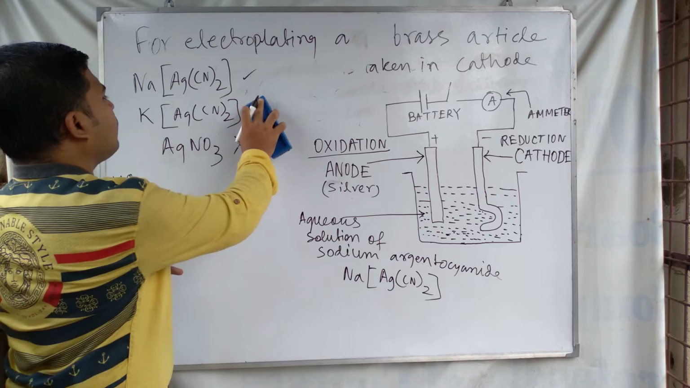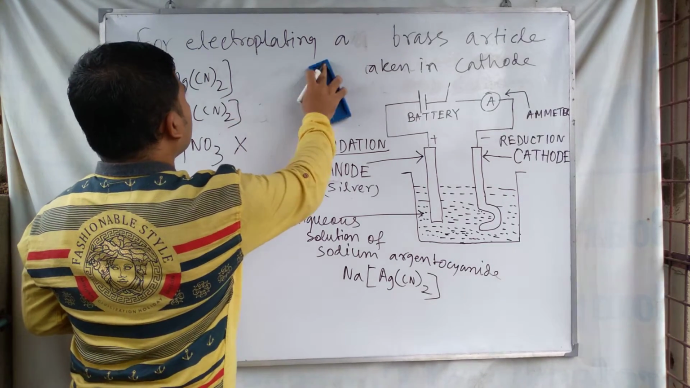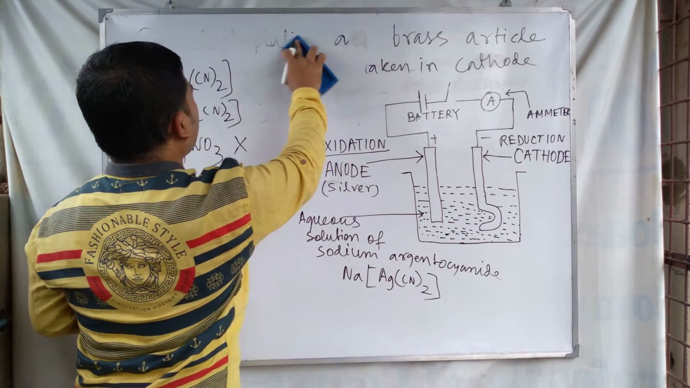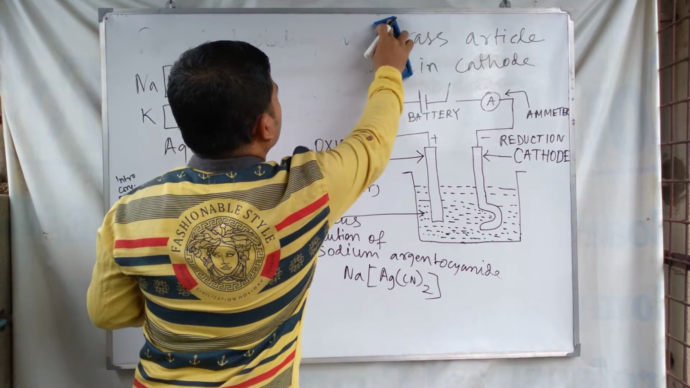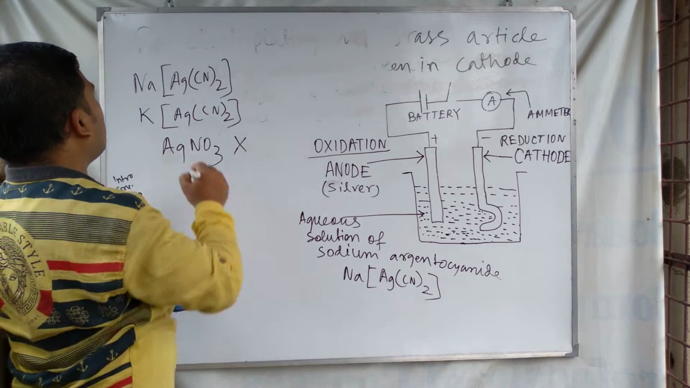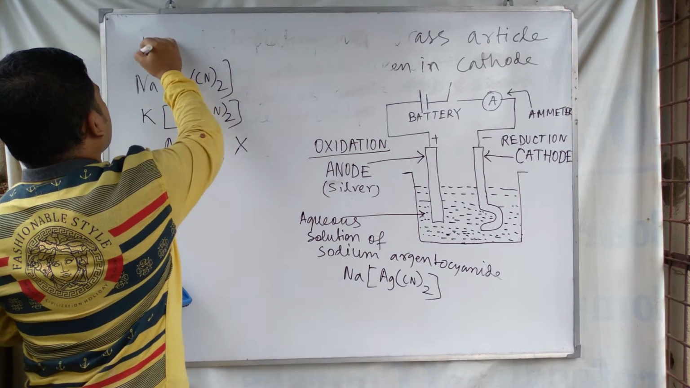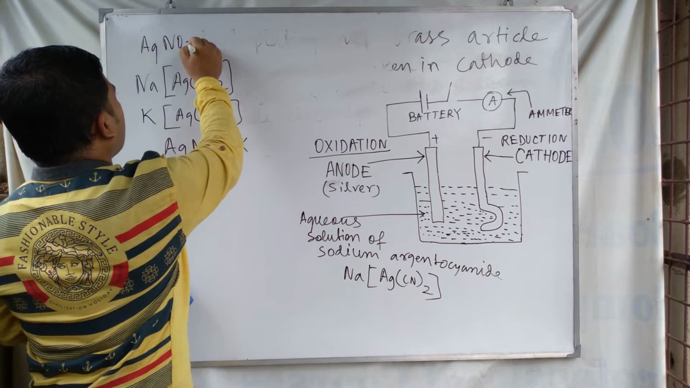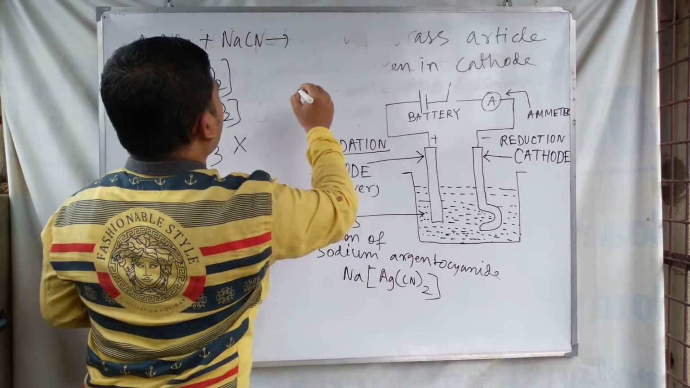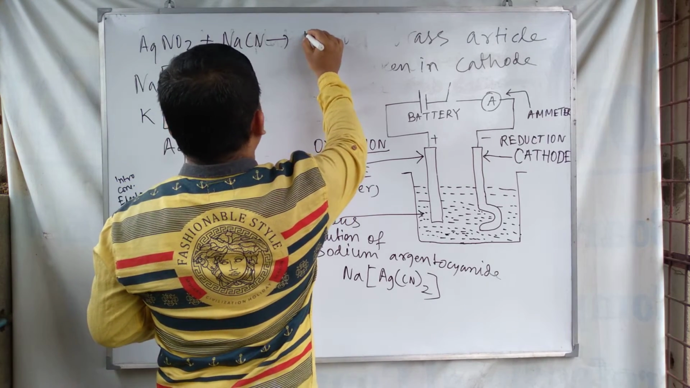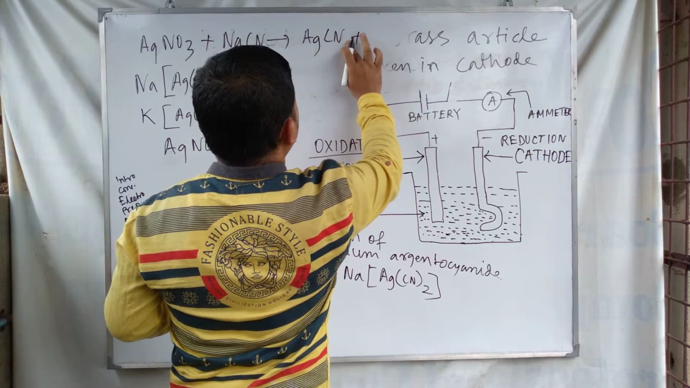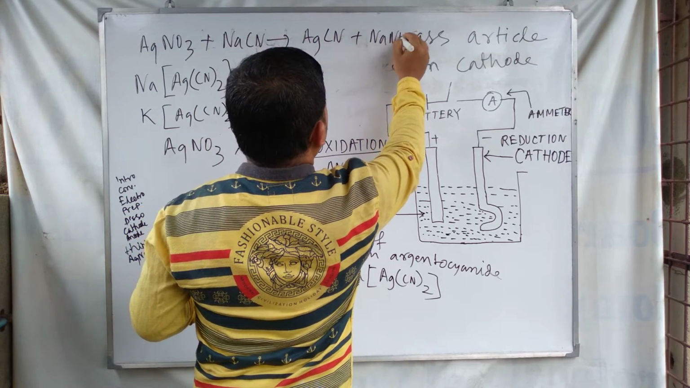In case of using sodium argentocyanide and potassium argentocyanide, how is this solution prepared? We take the silver nitrate solution and with it sodium cyanide solution. What happens? The precipitate is formed, silver cyanide plus NaNO3.